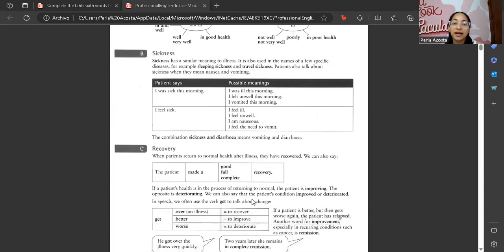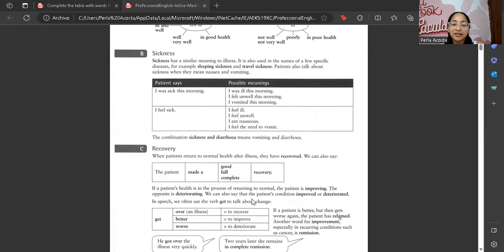Sickness. Sickness has a similar meaning to illness. It is also used in the names of a few specific diseases, for example, sleeping sickness and travel sickness. Patients also talk about sickness when they mean nausea and vomiting. Patient says, I was sick this morning. Possible meanings are, I was ill this morning. I felt unwell this morning, or I vomited this morning.